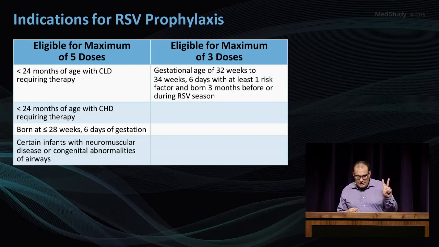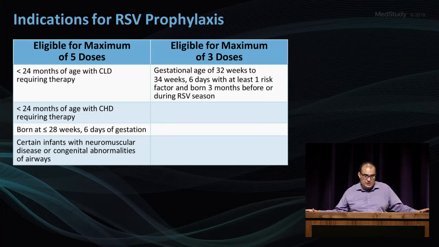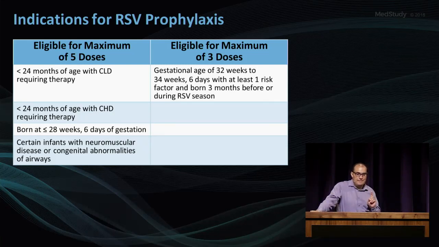Eligible for 3 doses: gestational age 32 weeks to 34 weeks and 6 days with at least one of the risk factors, and born 3 months before or during the RSV season. So the risk factor is needed between 32 and 35 weeks, and born during or up to 3 months before the season. Do you see anything between 28 and 32?